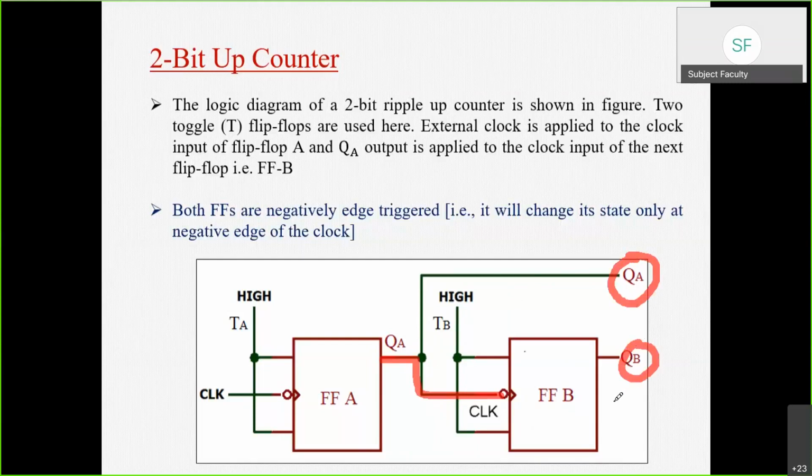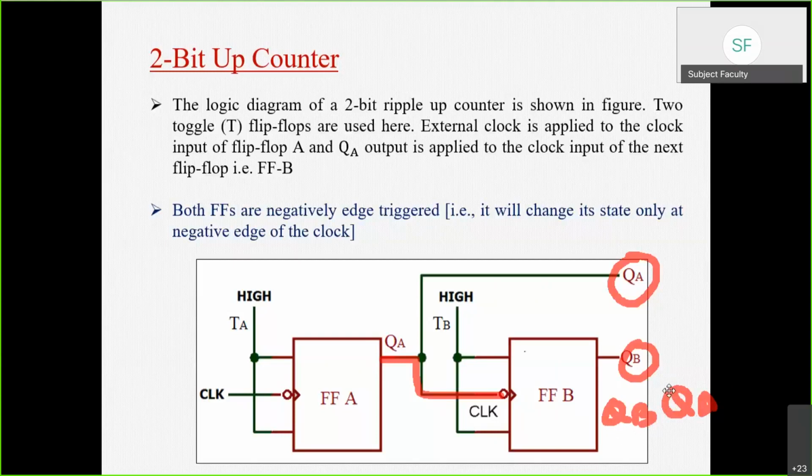And we will write this particular count as QB QA. So always remember, QB will be your most significant bit, MSB, and QA will be the least significant bit. And what will be the value of QB and QA? We know it will be either 0 or 1.